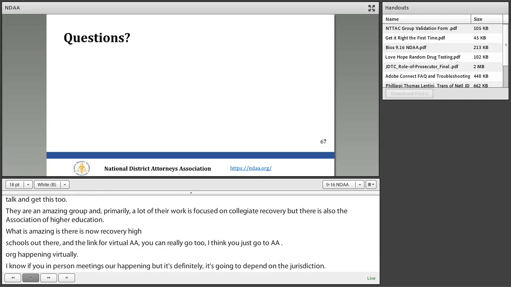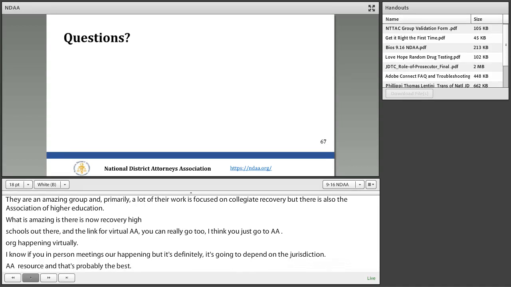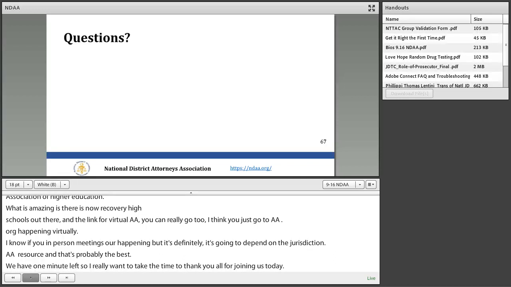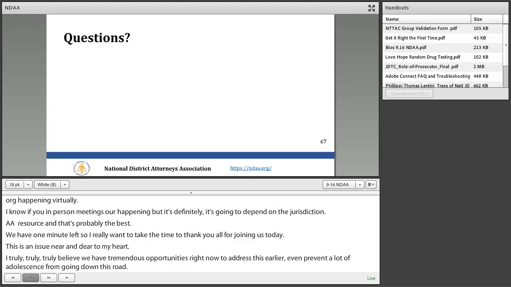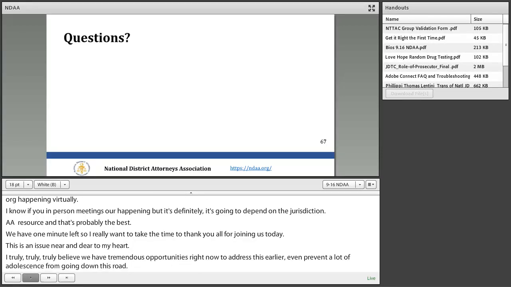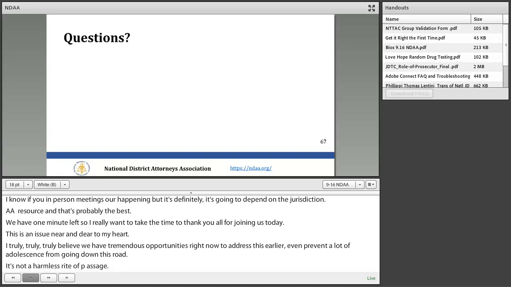And so we have 1 minute left, so I just really want to take the time. Thank you all for joining us today. This is an issue near and dear to my heart, and I truly believe that we have tremendous opportunities right now to address things earlier, even prevent a lot of kids from going down this road, because it's not a harmless rite of passage. It's actually a harmful and potentially deadly passage. So I think it's really important to get that message out.